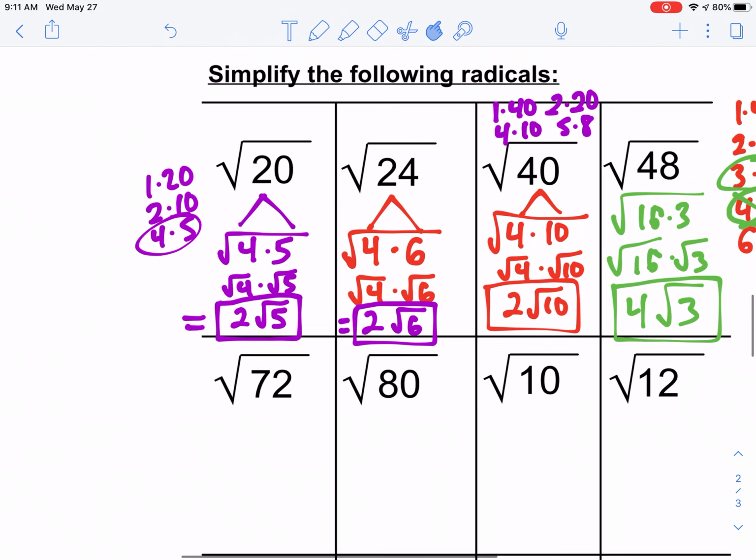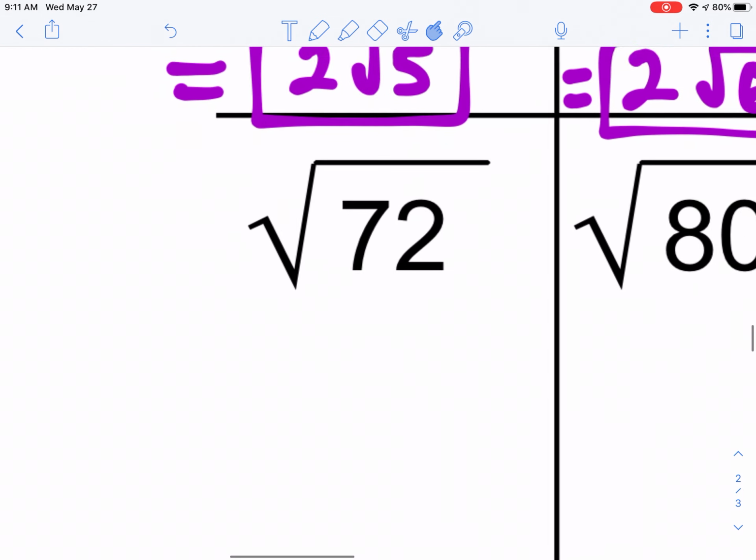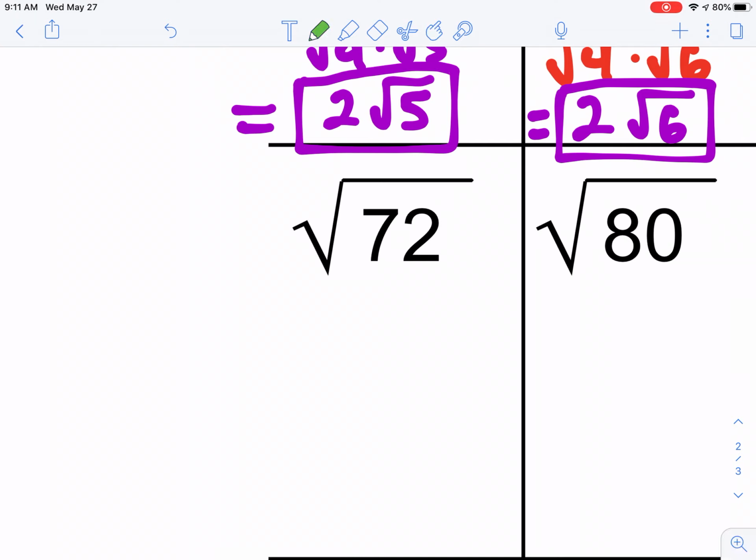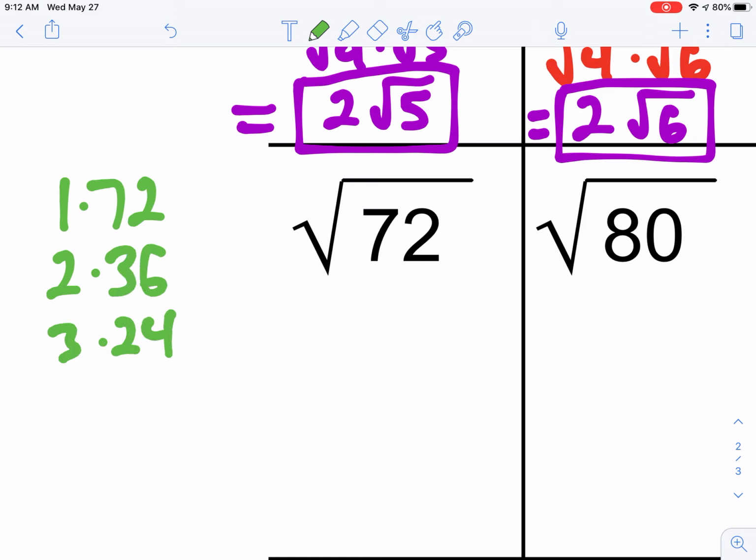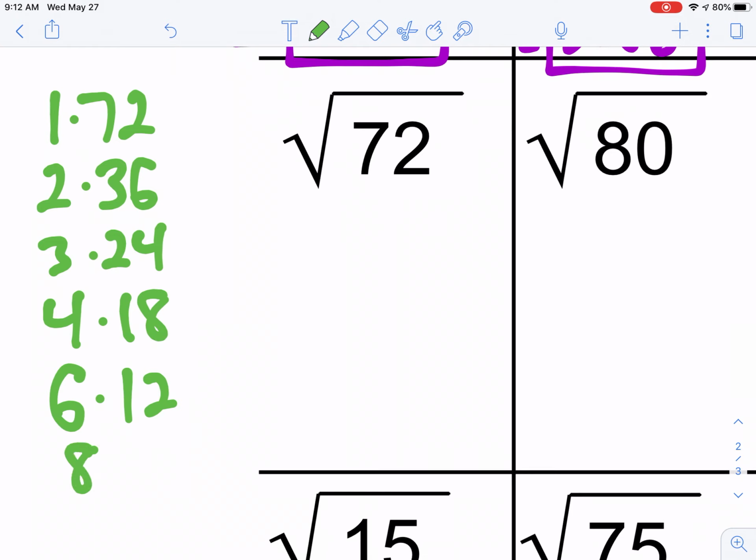Okay? Let's try another one, 72. This is another one that has a lot of factors. These are the trickiest ones, the ones with a lot of factors. 1 times 72, 2 times 36, 3 times 24, 4 times 18, 6 times 12, and 8 times 9. Tons of factors into 72.